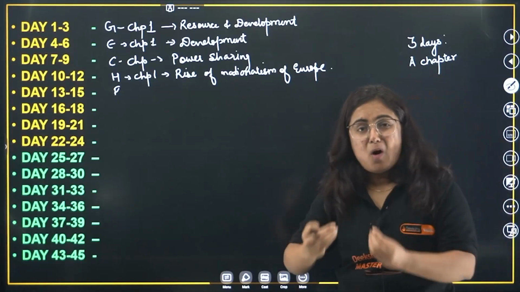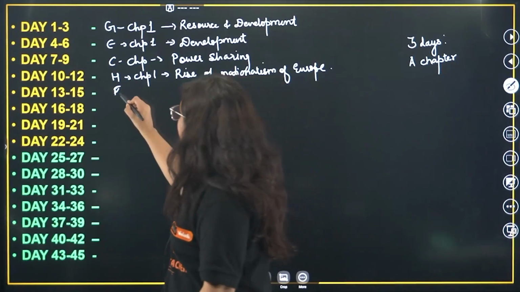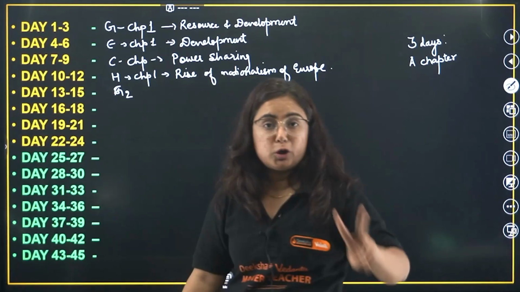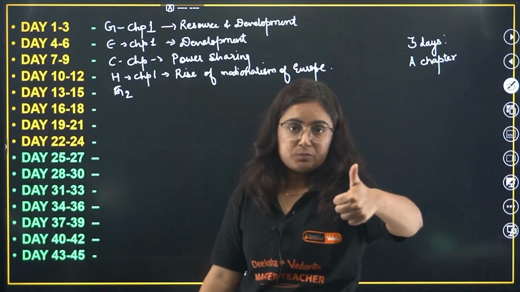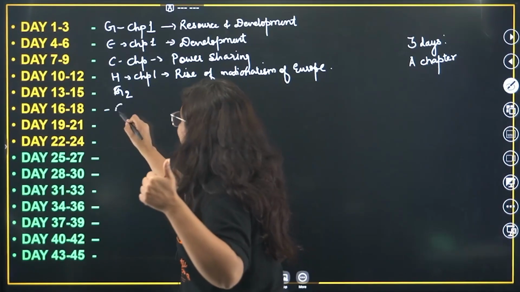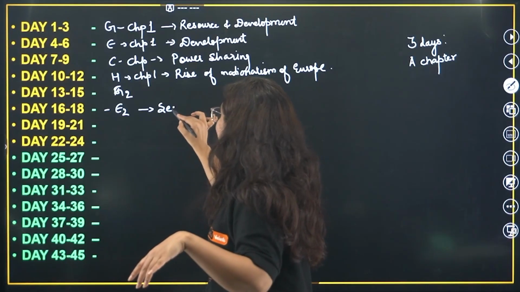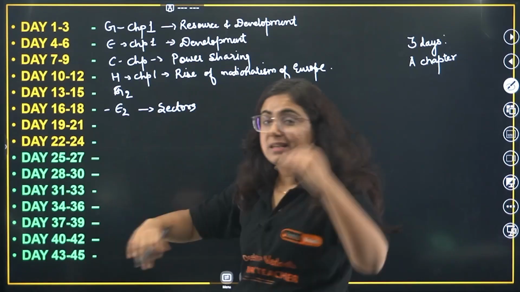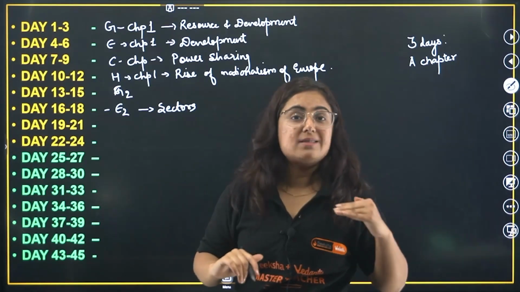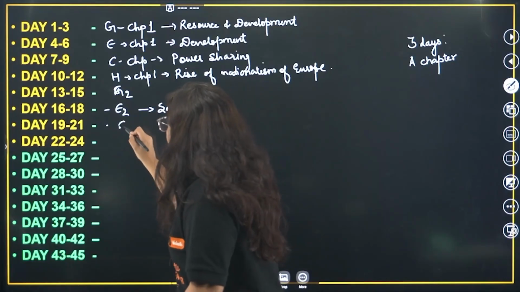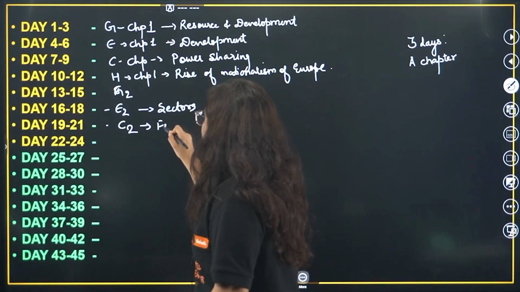We need some small light chapter. Take the geography chapter 2, that is forest and wildlife. Now go with economics chapter 2, sectors of Indian economy, which needs to be done very nicely, right? Again, after an easy chapter, you got a sectors chapter. Then go to civics chapter 2, that is federalism.